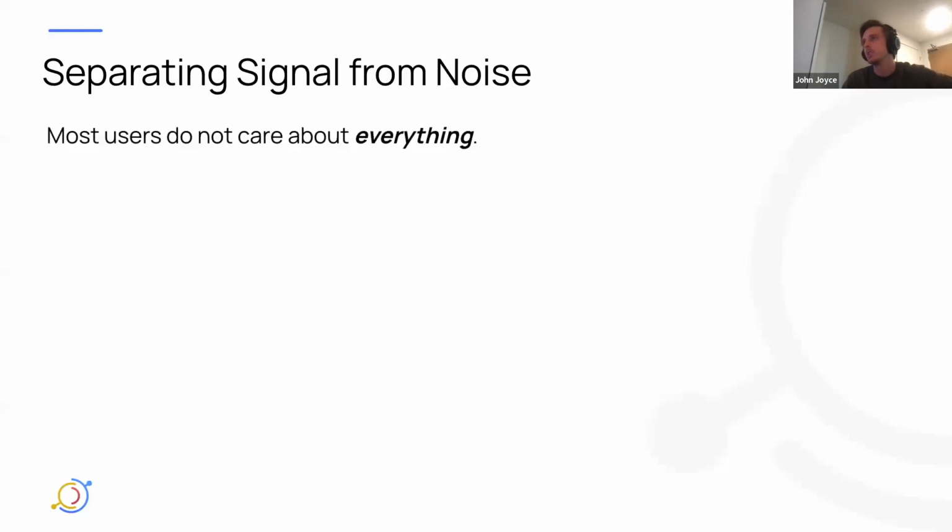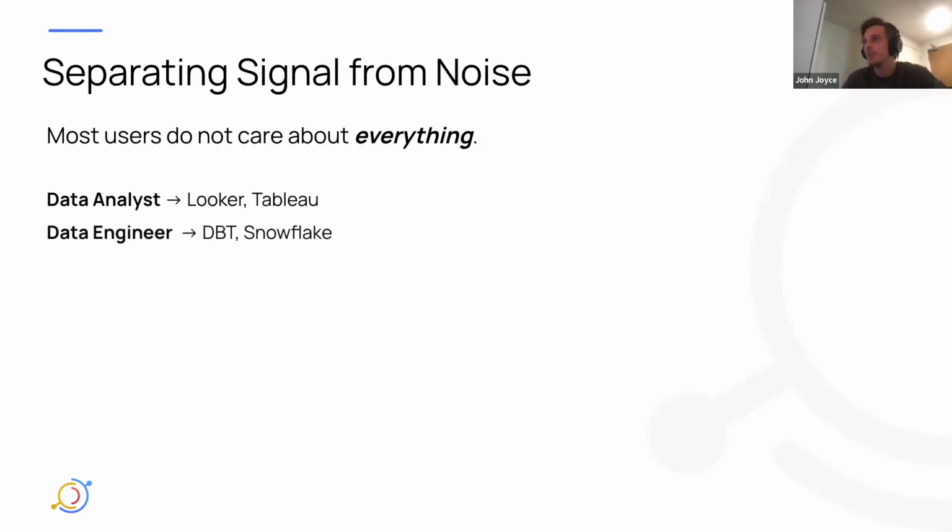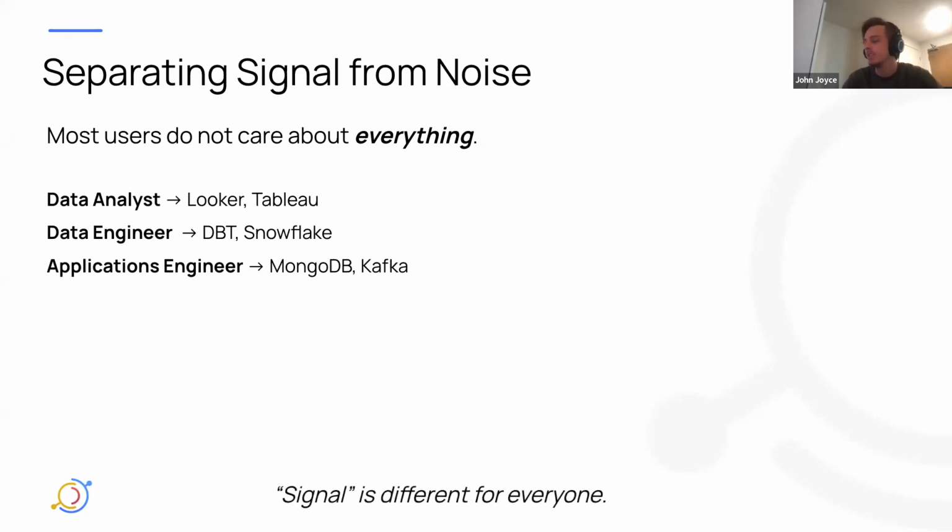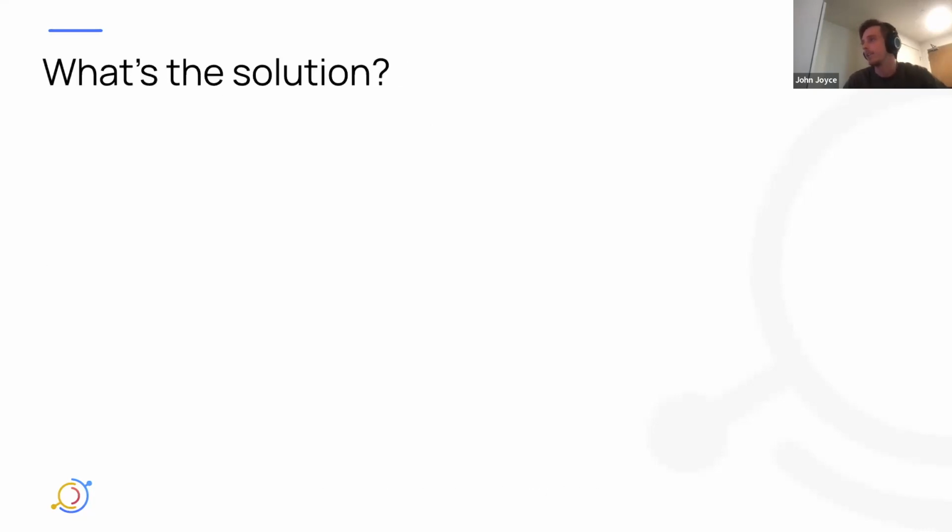And it's kind of this realization that most users do not care about everything. They don't care about 194,000 data assets in their catalog. So for example, a data analyst may care about dashboards and charts in Looker or Tableau. A data engineer may care about dbt transforms and Snowflake tables. And then finally, applications engineers may even care about things upstream, like MongoDB collections and Kafka topics. And so signal is kind of different for all of these different users of this one data catalog.